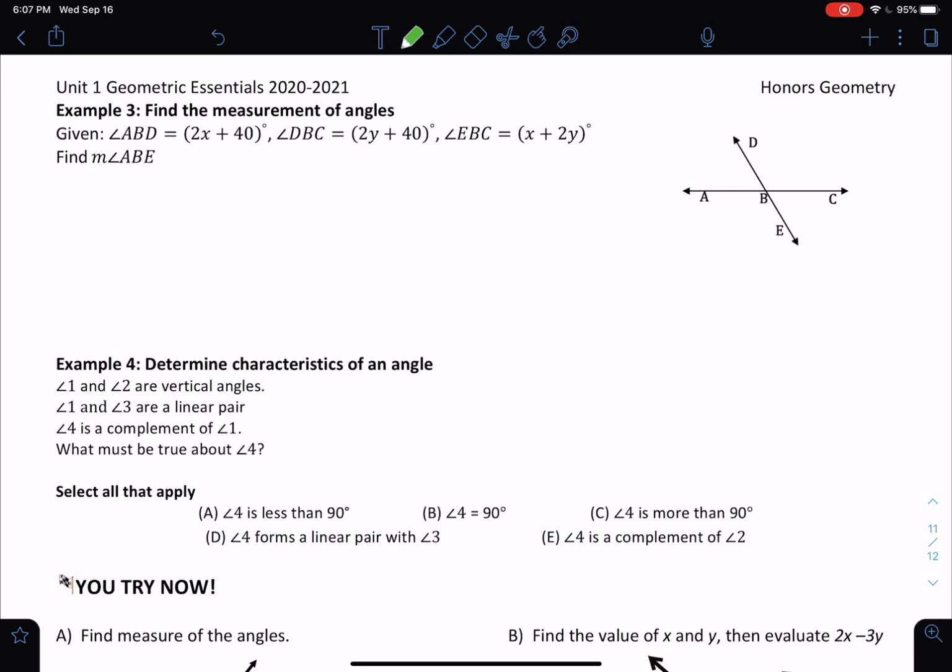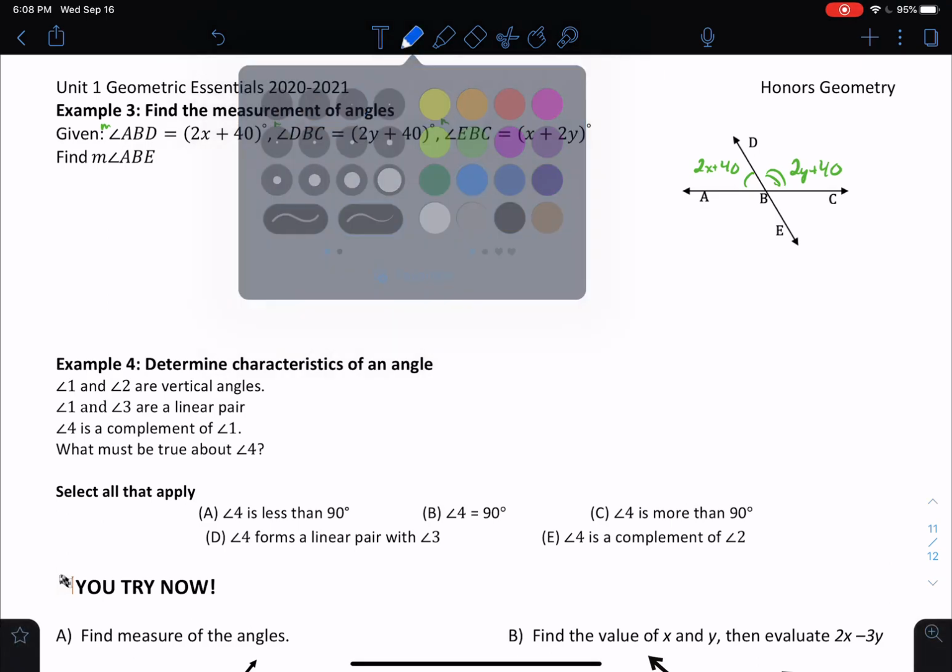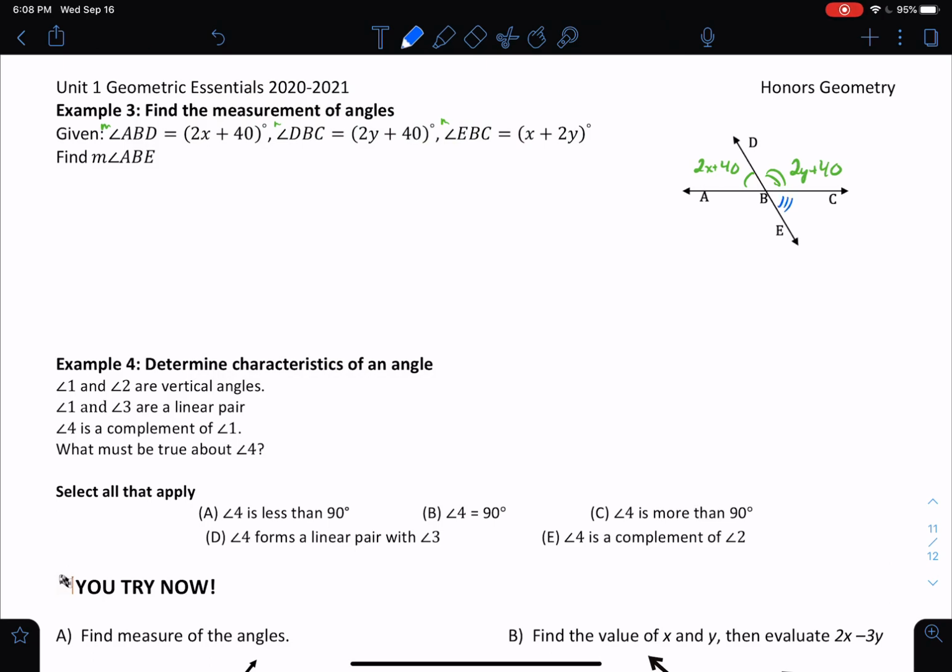Given angle ABD, and these should all have M's in front of them because we're talking about the measures of the angle. So ABD, this angle right here, is 2x plus 40. Angle DBC, this angle right here, is 2y plus 40. And then the measure of angle EBC is x plus 2y. We want to find the measure of angle ABE. That's the angle we don't know yet.